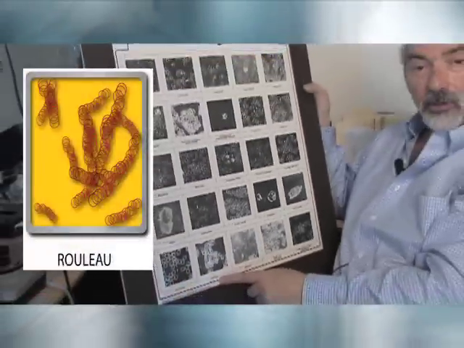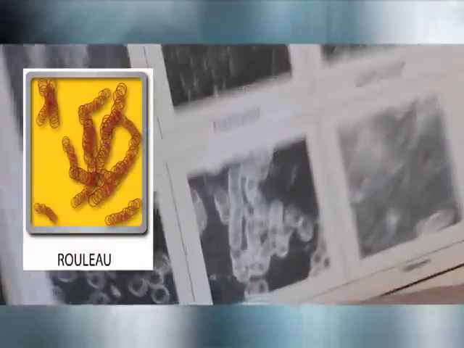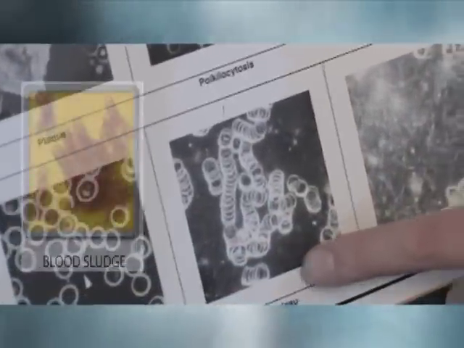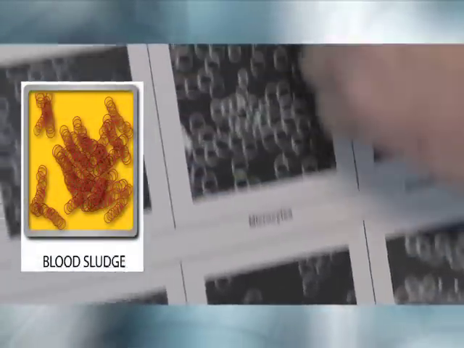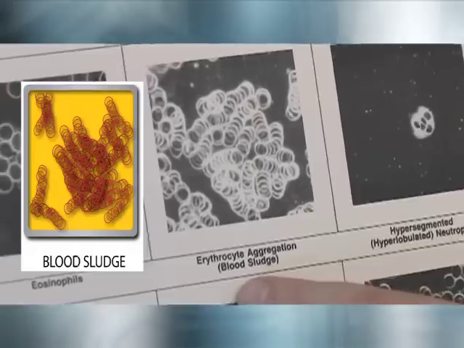The next phase is called rouleau. It's French for a stack of coins. If it further coagulates, it becomes a ball of cells, which is referred to as erythrocyte aggregation or blood sludge.